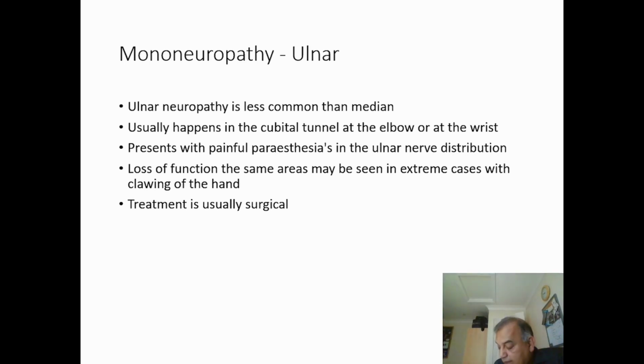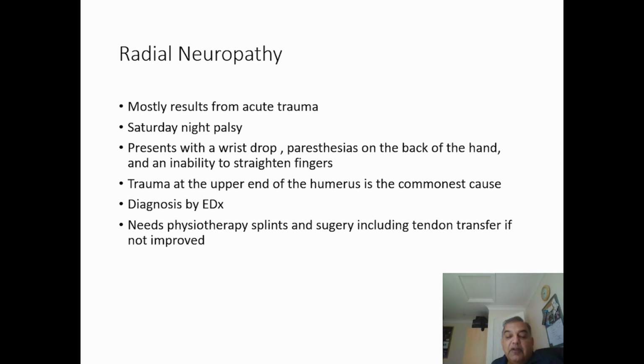Also, most of the small muscles of the hand are supplied by the ulnar nerve, so an ulnar nerve lesion not treated can lead to clawing of the hand. Treatment is usually surgical. Likewise, like median neuropathies, you have to free the nerve so that it can function.